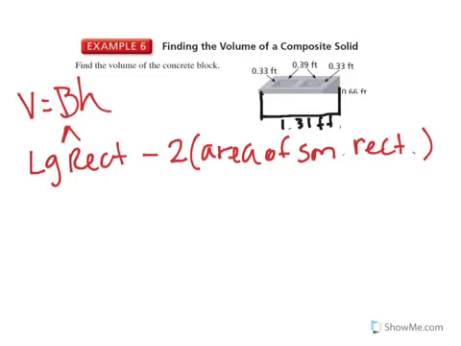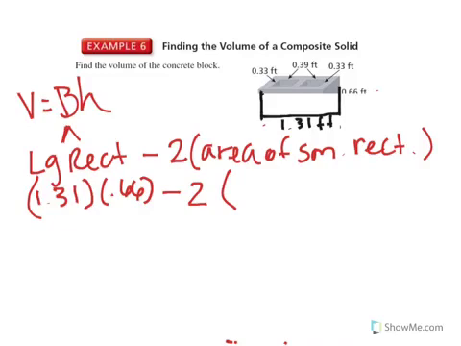Okay, so our large rectangle, the area of the large rectangle is going to be length times width. So if I look over here, this is my length and this is my width. So my large rectangle would be 1.31 times 0.66. It's going to give me the area of my large rectangle. I'm going to subtract out, I want 2 of these, the area of the small rectangles. Small rectangles are going to be the ones we have in here. So we have our length and our width. And our length is going to be 0.33, and our width would be 0.39.